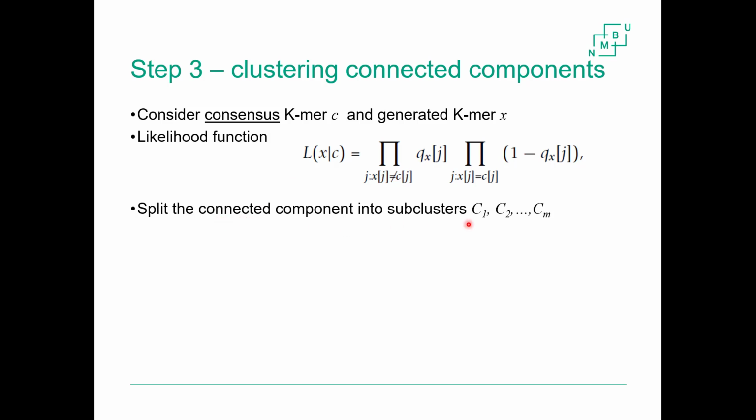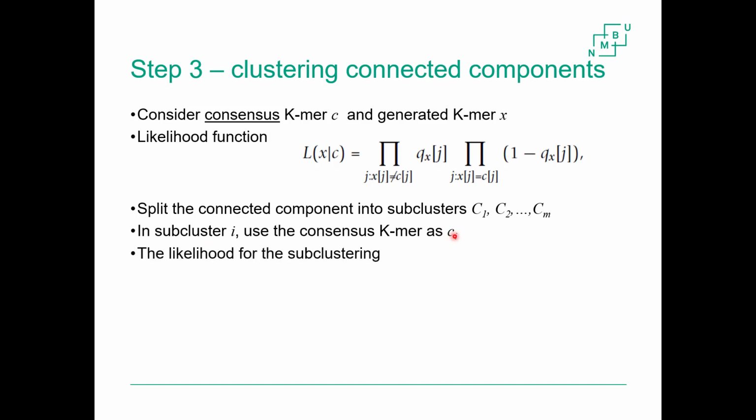And now we start splitting this connected component into subgroups. And actually the way we do the splitting is k-means clustering, but that's really not important. Think of this as just some random splitting into subsets. So we have m subsets, right, in this case. And then in each of these subclusters or subsets, we again find the consensus sequence, in the same way as before.